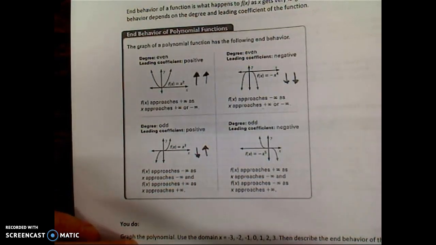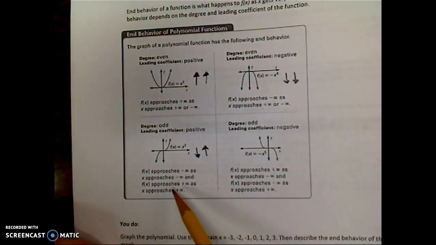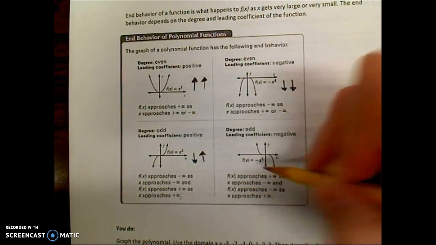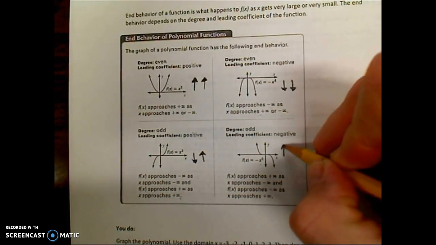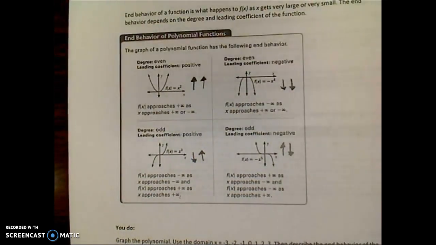So as I go farther out on the x-axis to the left, the graph is going to continue to decrease in value. As I go farther to the right, it's going to increase. So as f of x approaches positive infinity, as x approaches positive infinity. How about if my leading coefficient is negative? Here's f of x equals negative x to the 5th. I can see that my left side is pointing up, my right side is pointing down.